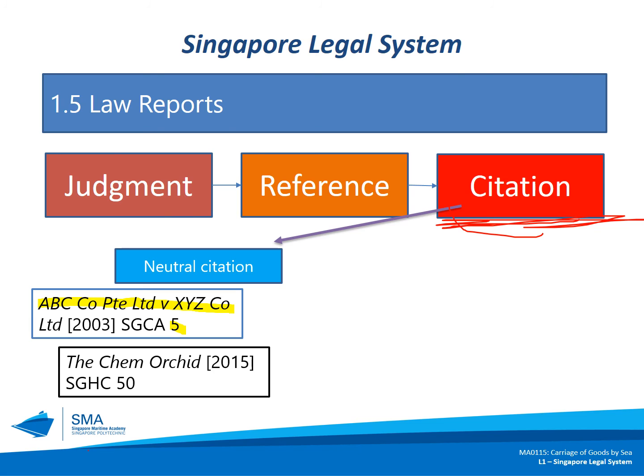Now the second example, you see the Cam Orchid. Whenever you see something like this, 99.9999999% they are shipping cases. Alright? That something is the name of the ship. So in this case, the ship's name is Cam Orchid. Therefore, you can explain this is a shipping case involving the ship Cam Orchid decided in 2015 by the Singapore High Court. How to explain 50? It is the 50th Singapore High Court case. Okay, so that's neutral citation.